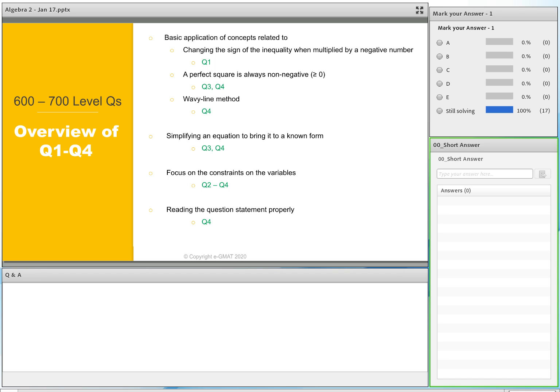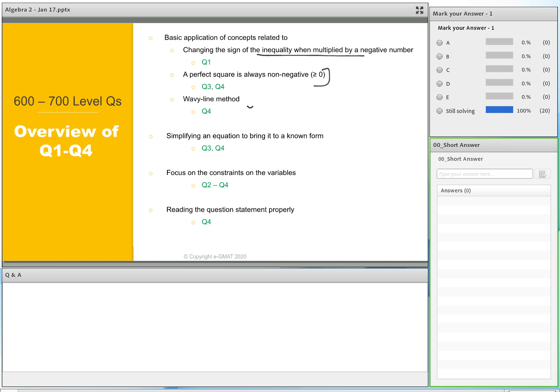The first thing we learned is change the sign of the inequality whenever we multiply the inequality, or whenever we multiply the expression with a negative number. Very, very important. That was used in question number one. Again, something that's really important: perfect squares are always non-negative. That means they are either zero or a positive number, so they are greater than or equal to zero, something that we have to keep in mind. We also looked at the wavy line method. We can also solve question number four with the wavy line method, but since we already solved that question before, it was easy for us.